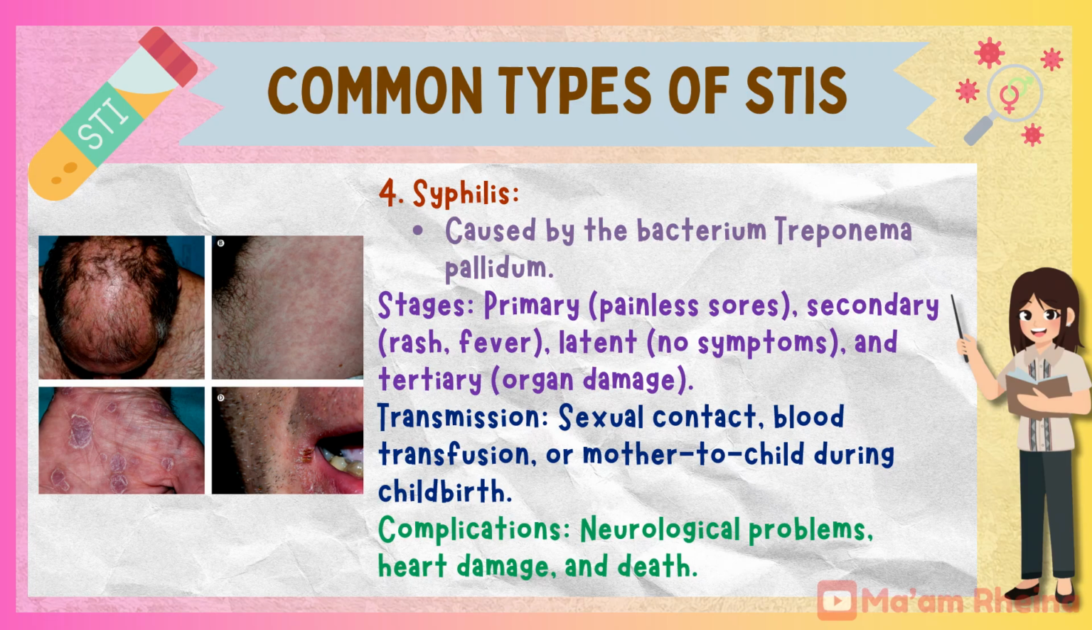Transmission: sexual contact, mother to child. Blood transfusion, rare. Complications: brain damage, heart problems, miscarriage. Prevention: early testing and treatment with antibiotics, penicillin.